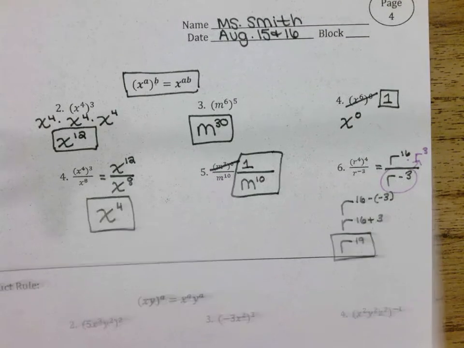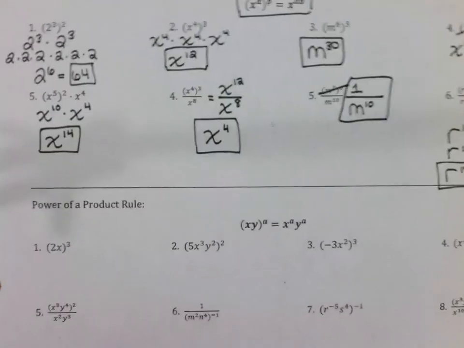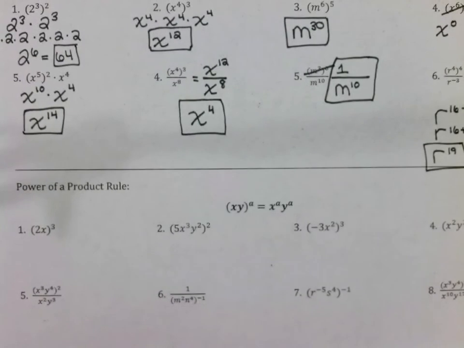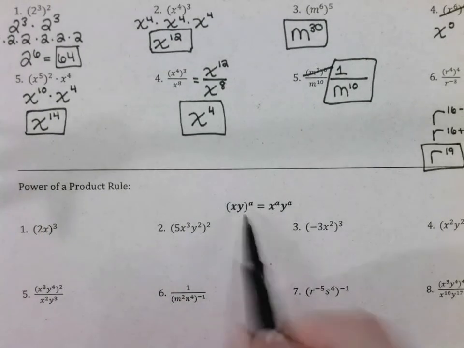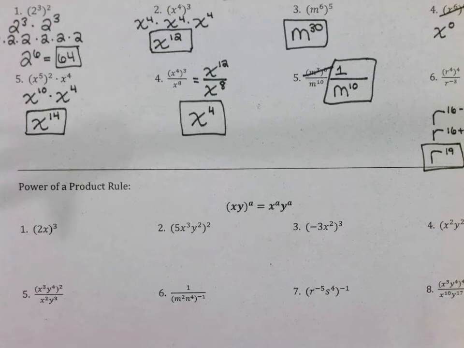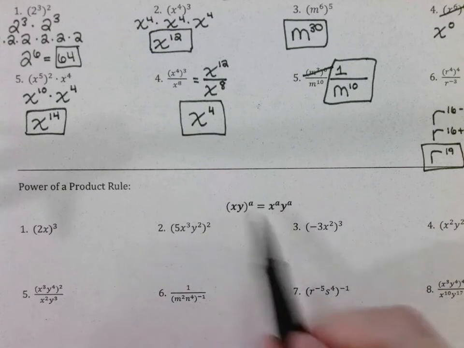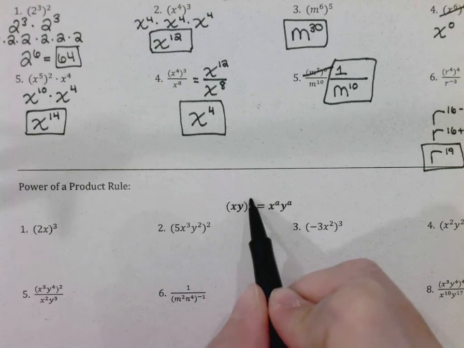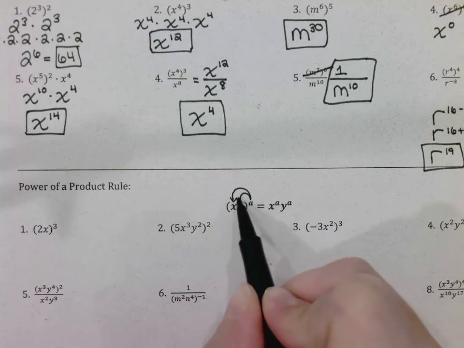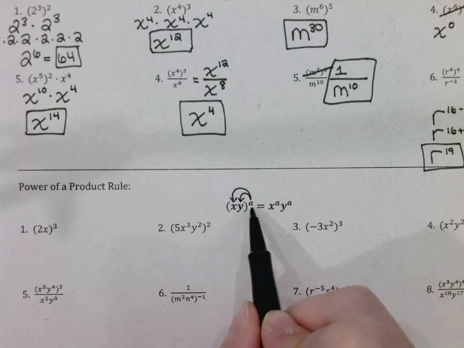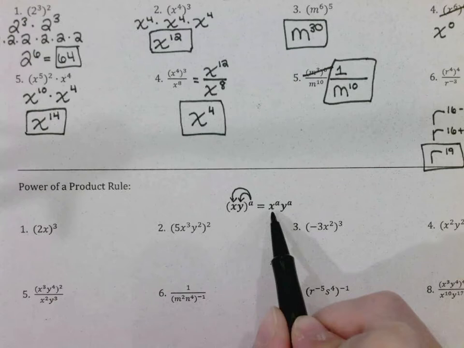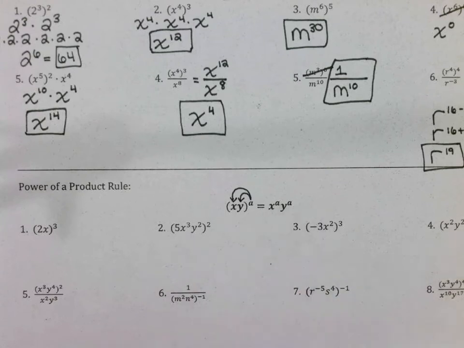All right, so I'm going to move on to power of a product rule. It's very similar to the power rule. The only difference really is that we have multiple variables inside the parentheses. Sometimes it's a coefficient and a variable or a coefficient and multiple variables. Doesn't matter, it's going to work the same way. And so what I like to think of it as is we're taking this exponent and applying it to whatever is inside the parentheses. So in this case, we're applying that exponent of a to both the x and the y. And so that's how we get x to the a, y to the a.